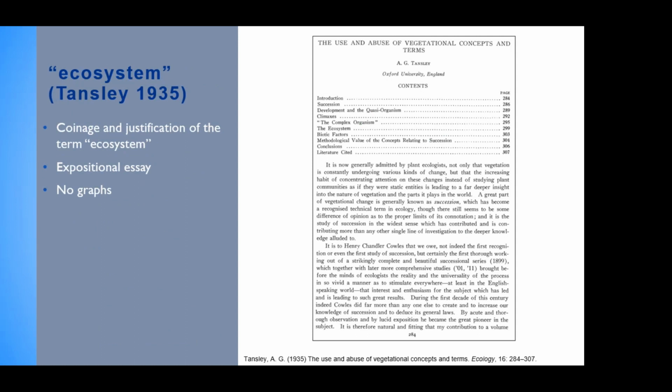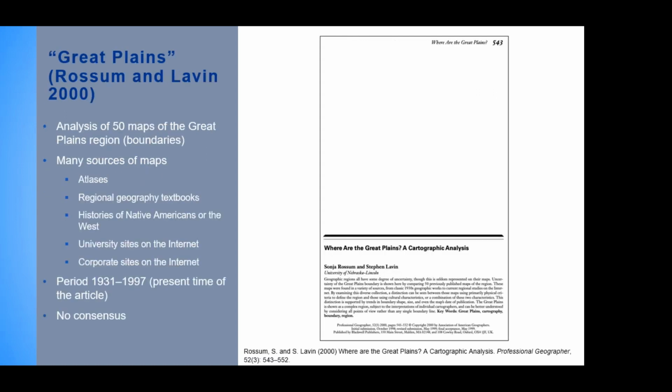Ecosystem was coined by Arthur Tansley in 1935. There have been many, many, many changes to the word ecosystem. It is a ubiquitous word. Everybody uses it and knows it, but we all define it differently, depending on what emphasis we put on it.